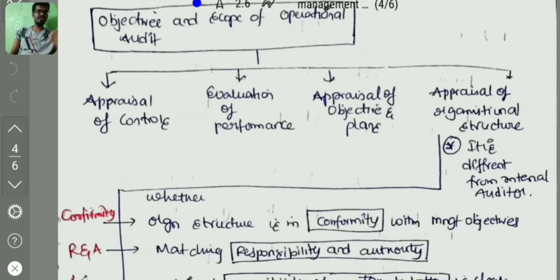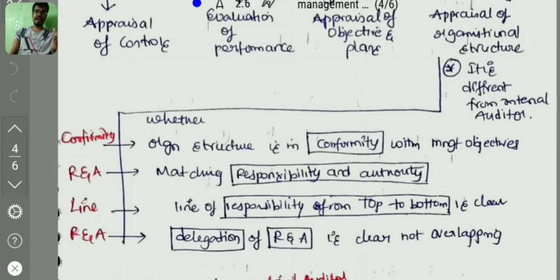And coming to the appraisal of organization structure by operational audit. We have already seen in our previous video the appraisal of organization structure by internal audit. That is different. This is different. You should be very careful in this regard. The question might be asked: appraisal of organization structure by the operational auditor. We may get confused. We may write the internal audit points, right?